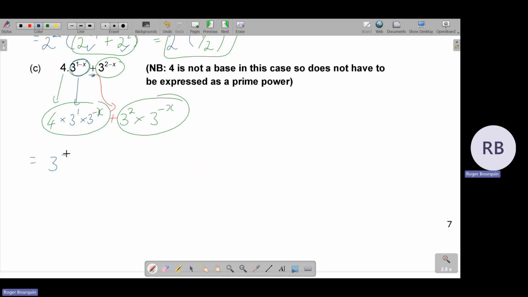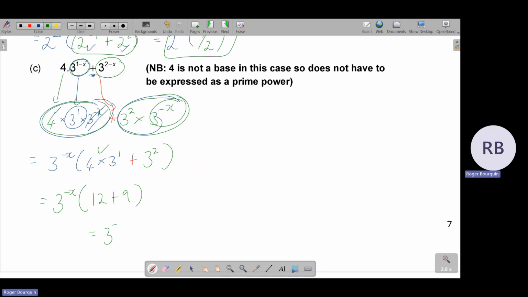So if I take out 3 to the negative x from this term over here, I'm still left with 4 times 3 to the 1. Then I've got a plus sign over here, and then I'm left with 3 squared because I've removed the 3 to the negative x. If I simplify the numerical parts, 4 times 3 is 12. 12 plus 9, so you get 3 to the negative x times 21. Okay.